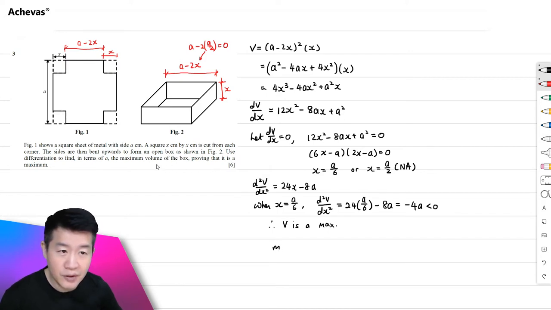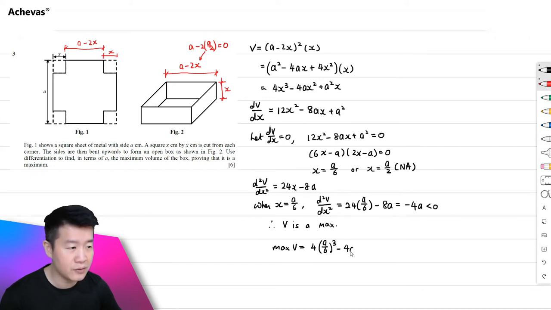And did the question ask us to find the maximum? The question asks us to find the maximum possible V. For the maximum possible V, I'm going to substitute this a/6 back into here. So we have 4(a/6)³ − 4a(a/6)² + a²(a/6). This is going to be equal to 2/27 a³.